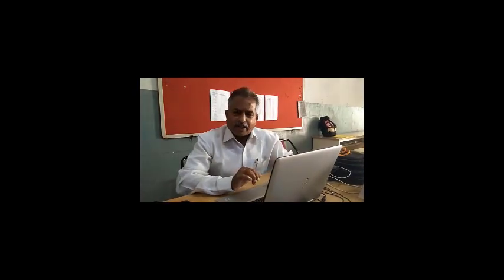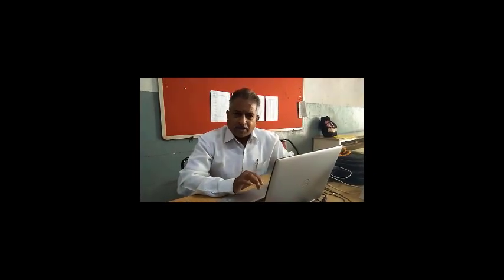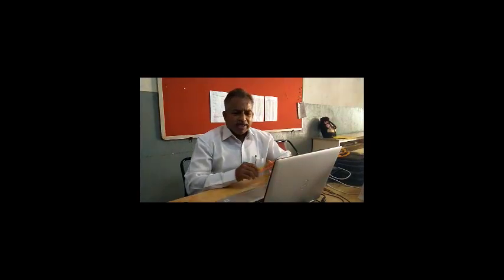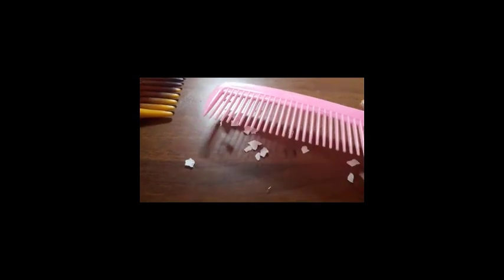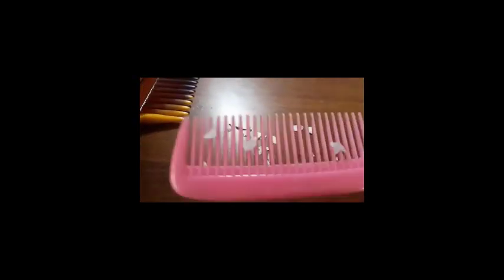Similarly, when an ebonite rod is rubbed on flannel cloth, now what happens? Small pieces of paper are attracted towards the comb. What happened here? When the plastic comb is rubbed on dry hair, the comb gets charge. It may be either positive charge or negative charge.